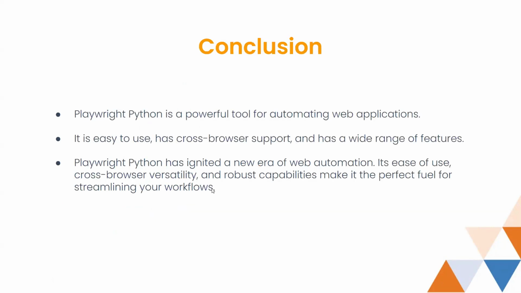So, in conclusion, I would say Playwright is a powerful tool for web automation of web applications. It's very easy to use, from my side, I found. It's also cross-browser supported. It has a wide range of features. I am showing you the example here in Python, but it can also support Java, C Sharp, and other languages. If you read the documentation from the Playwright side, you can find what kind of languages it supports.